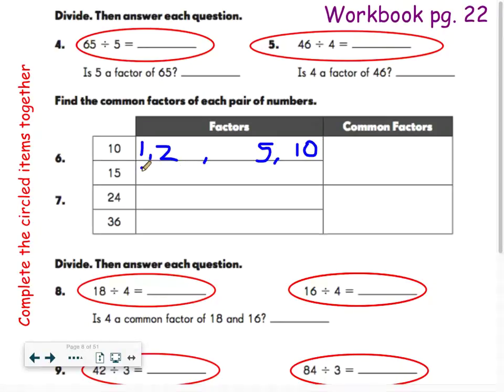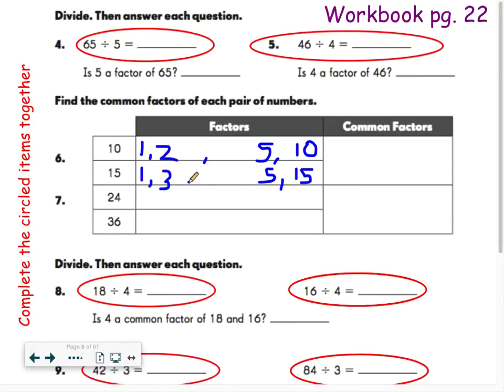The factors of 15 are 1 times 15 is 15, the product of 15. And 2 is not, it's an odd number. It ends in the ones place with an odd number. 3 is, though, however. So 3 times 5 is 15. So 3 and 5 are also factors.